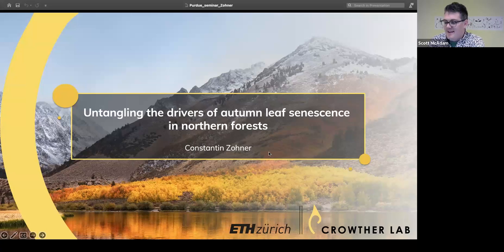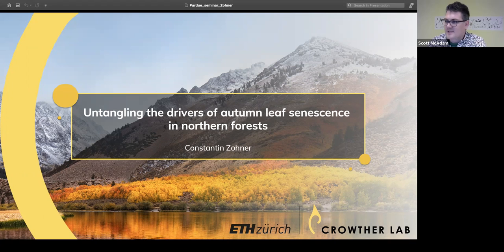Seminar, but it's great that we were able to have a Zoom seminar at all, and that Zoom was invented for this purpose, to be able to have an international guest come and give a talk about their science. And today we've got Constantin Zohner from ETH Zurich.